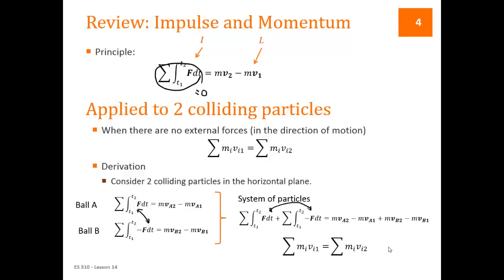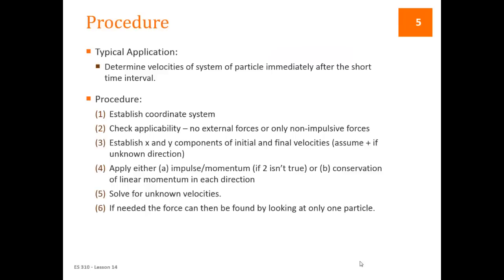The procedure for this method, which is typically applied when we're asked to find velocities for various particles in a system of particles before or after some sort of impact occurs, is as follows. We establish a coordinate system as usual. We check for applicability, which means we need to have no external forces or only non-impulsive forces. This is external to the system. So when the two balls hit each other, those are internal forces because they're internal to the system and they cancel out. We establish our x and y components for the initial and final velocities.